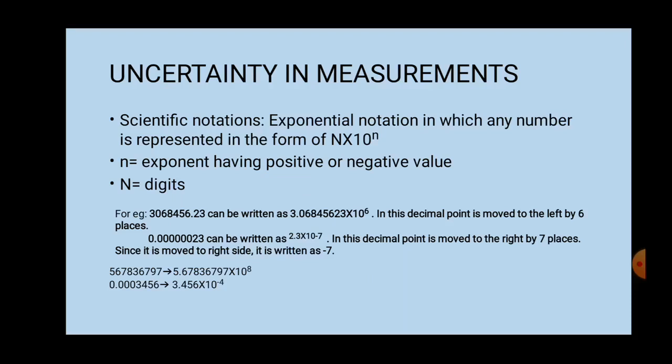If point is shifted to left side, it is written as plus. If decimal point is shifted to right side, then the exponent is written as minus value. 2 more examples are given here. You can watch it.